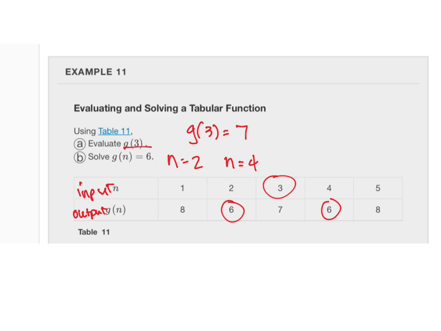Do you see the difference? It matters where the number is. In part A, 3 is the input, so I read the top row. In the second one, 6 is the output, so I read the bottom row.